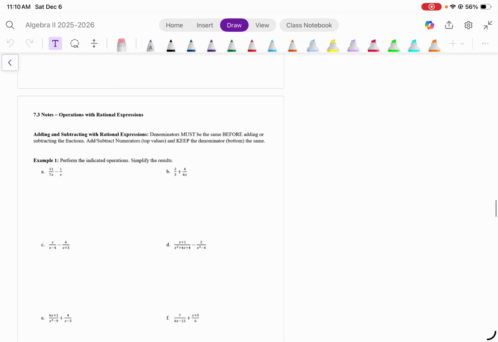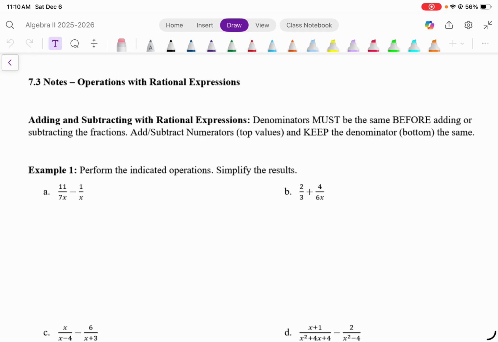So when we're adding and subtracting with rational expressions, so two fractions that are being added or subtracted, the denominators must be the same before adding or subtracting them together. And then when the denominator is the same, you just add or subtract the numerators, the top values, and then you keep the denominator the same.